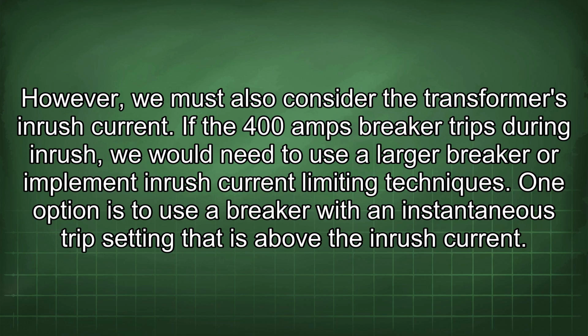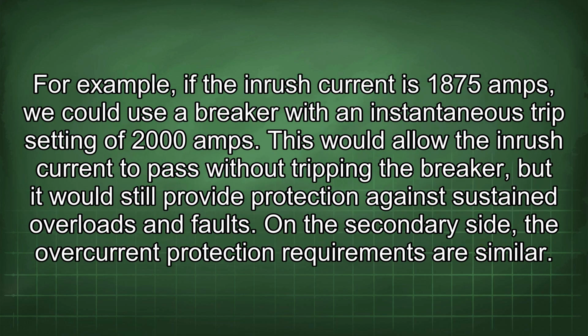If the 400 amp breaker trips during inrush, we would need to use a larger breaker or implement inrush current limiting techniques. One option is to use a breaker with an instantaneous trip setting that is above the inrush current. For example, if the inrush current is 1875 amps, we could use a breaker with an instantaneous trip setting of 2000 amps. This would allow the inrush current to pass without tripping the breaker, but it would still provide protection against sustained overloads and faults.